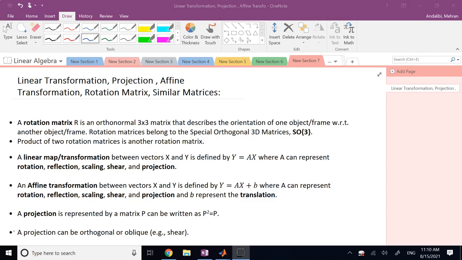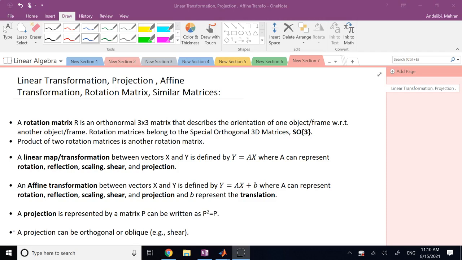A rotation matrix in general in 3D is a 3x3 matrix that you use to rotate a point with respect to origin or with respect to any specific axis, a specific amount of angle, and get a new point, right? Or you can say that's what you use to describe the orientation of one object with respect to another, or one coordinate frame with respect to another coordinate frame.